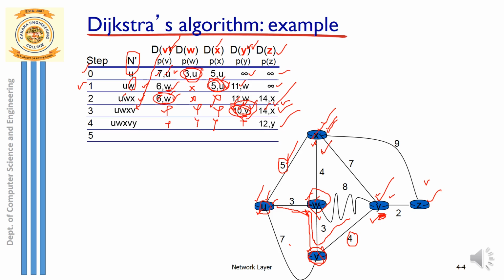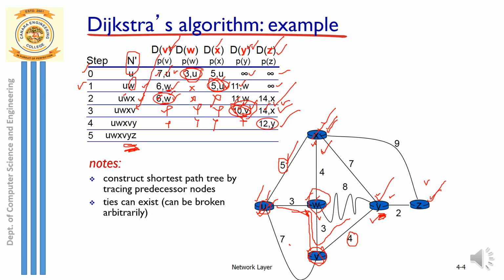And finally I can add this last node z also to my list, and finally I have all the nodes added to my list. And this is how I calculate the shortest path from the source node u to the destination node z using Dijkstra's algorithm. You can just see this red line marked, which is the shortest path, which I can see here. I'll just show you that separately.